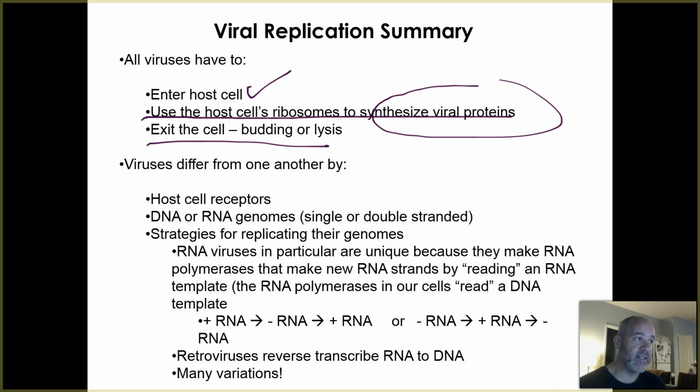Some ways that viruses differ from one another: they have different host cell receptors. Their genomes, DNA or RNA, and then even, if you're an RNA virus, are you a plus strand virus? Are you a minus strand virus? If you're a DNA virus, is it double-stranded DNA? Is it single-stranded DNA? Lots of variation. Viruses don't always follow the central dogma that we learned about of going from DNA to RNA to protein. As you've seen, there are RNA viruses that go from RNA to RNA to protein, and they never even have DNA as part of their life cycle.